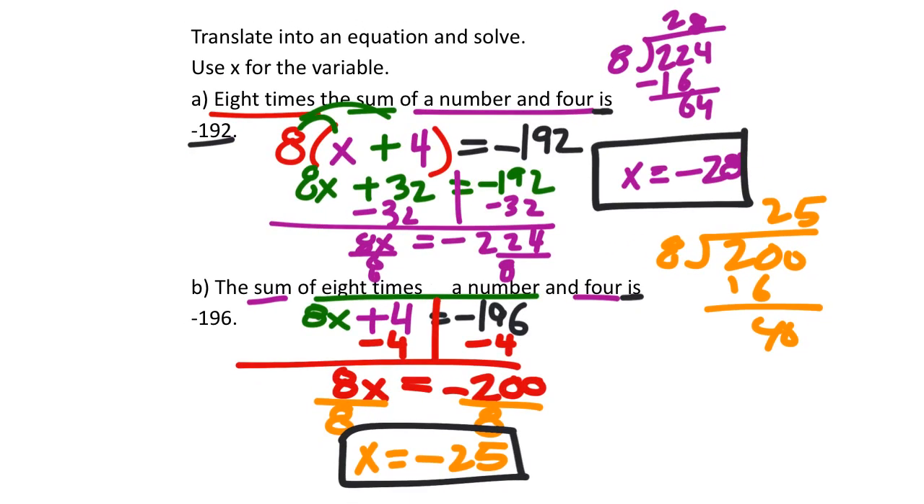So again, I just want to emphasize that the way these are worded will determine if you need distribution, or in part B if you don't.